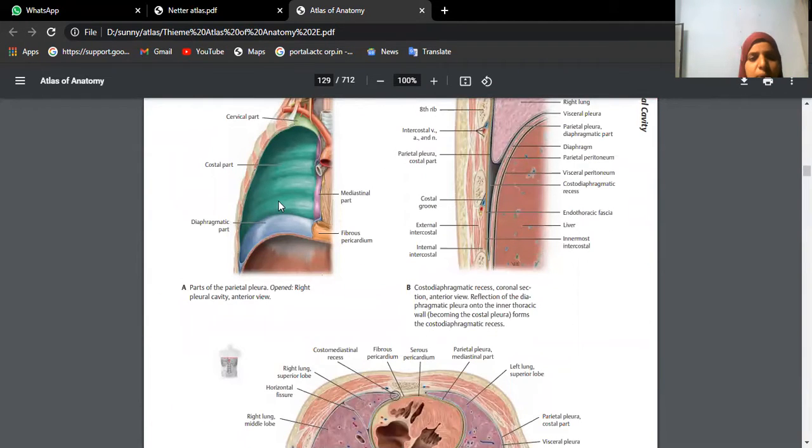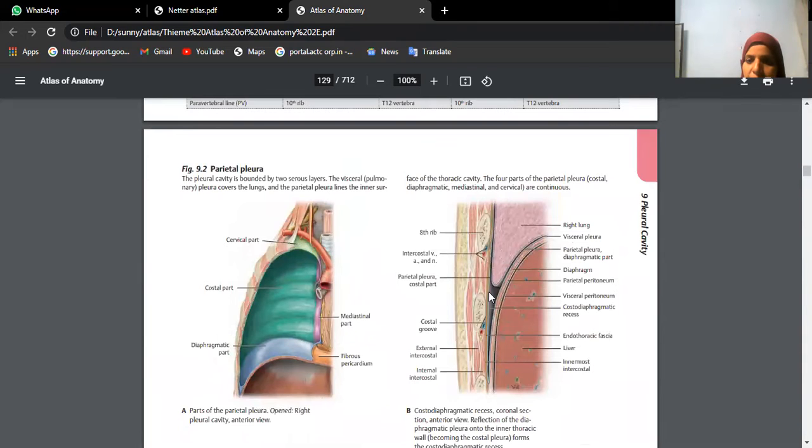So your lung has been removed and you are being shown the pleura: costal part, diaphragmatic part, and the cervical part of the pleura. Three different colors have been shown. This is the costodiaphragmatic recess, the empty space, how nicely it is shown. The outermost outline is the parietal pleura, closely investing the lung is the visceral pleura. Isn't it? This is the costodiaphragmatic recess.